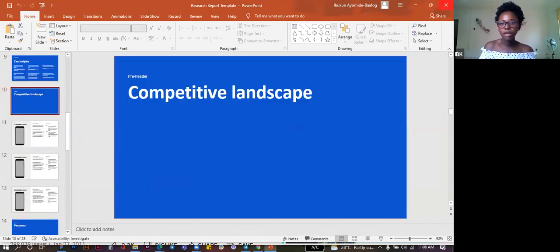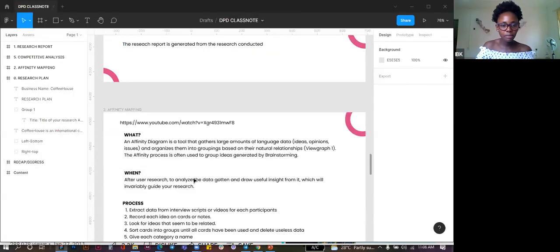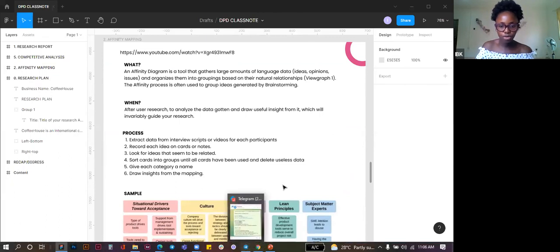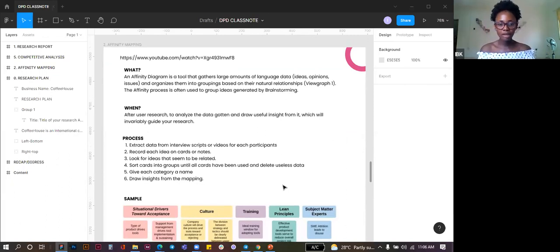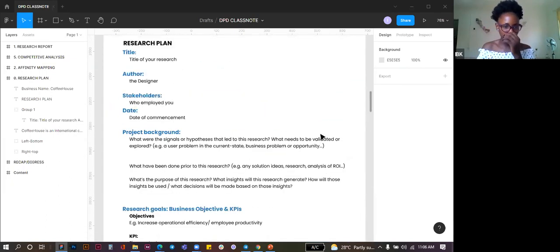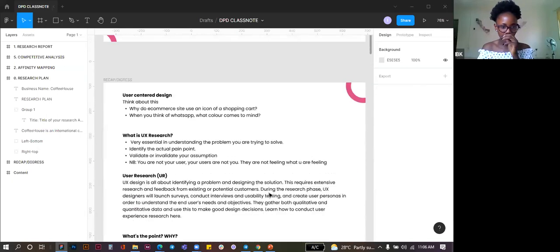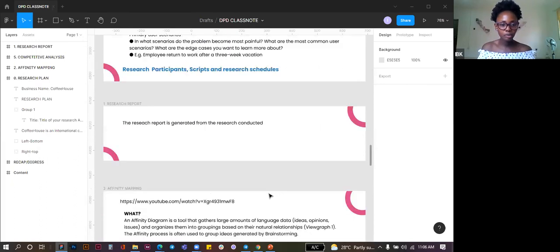Competitive landscape. Okay, I think I'm going to pen this. Since I'm going to share it with you, I'm not going to discuss this. Let's just go straight to affinity mapping, because everything is interwoven actually. I'll share that with you, Sha. Olushegu, please drop your email, so I'll send that to you via email. Okay, so let's go straight to affinity mapping. I think we need to do affinity mapping before we still have competitors analysis. Okay, so let's do affinity mapping.